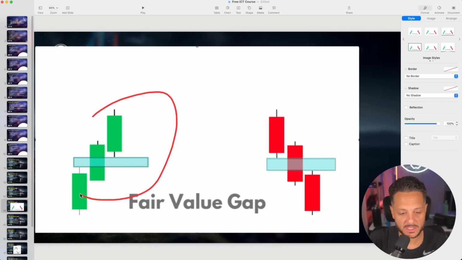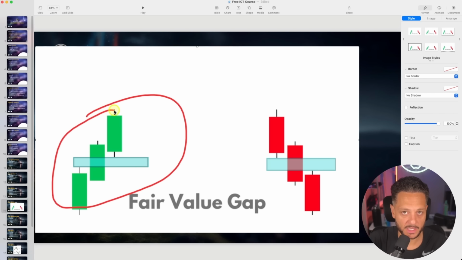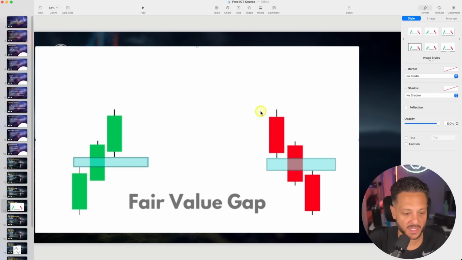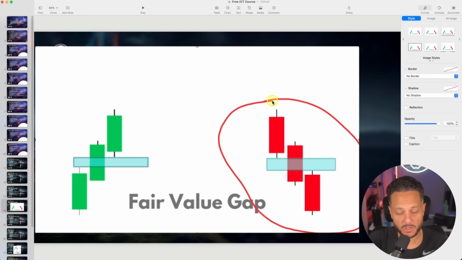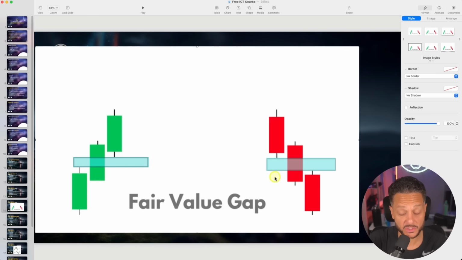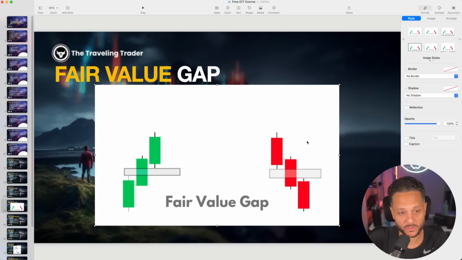Now, don't pay attention to the colors, meaning that all three candles don't have to be green in order for there to be a bullish fair value gap. And the same thing for bearish ones, all three candles don't have to be red for there to be a bearish one. This is just for illustration purposes. Let's go over to the charts and look at them in a real sense.